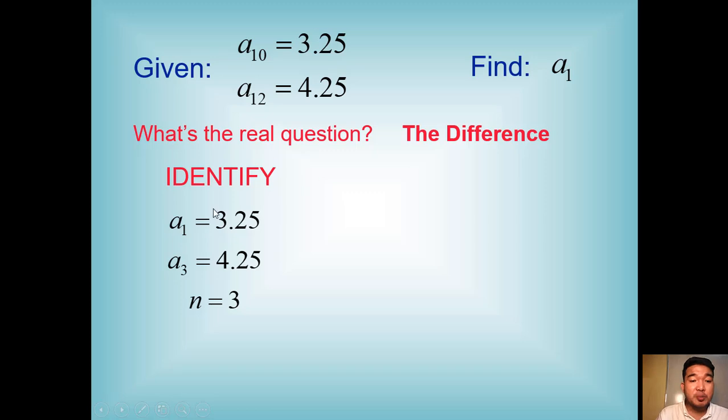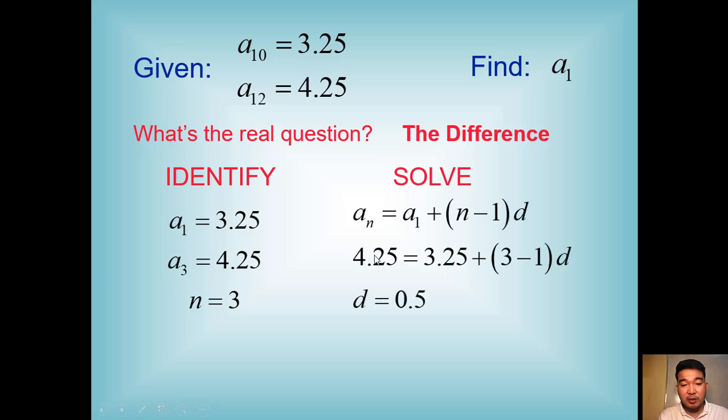So we identify. Suppose that a sub 10 is our first term. So if a sub 10 is our first term, then a sub 12 is our third term, because from 10, we have 10, 11, 12. So if a sub 10 is equal to a sub 1, then a sub 12 is equal to 1, 2, 3. A sub 12 is a sub 3. And then n is equal to 3 since we already have 3 terms from 1 to 3. And then we solve for the common difference. By substitution, we will have 4.25 equals 3.25 plus n, which is 3 minus 1 times the common difference.